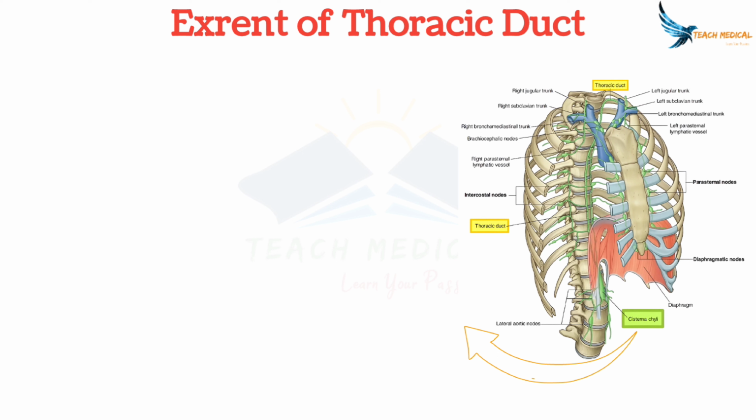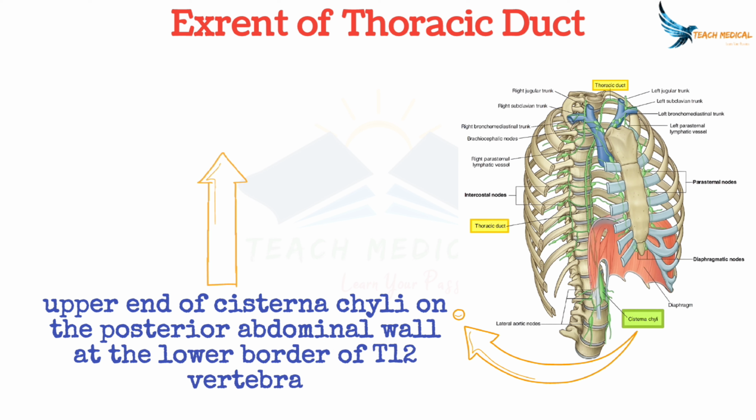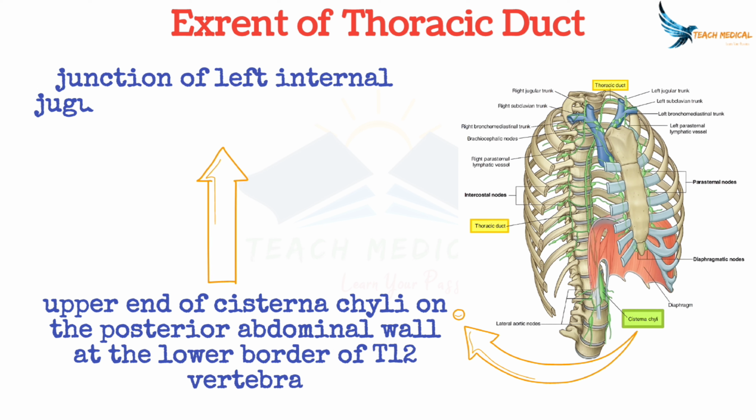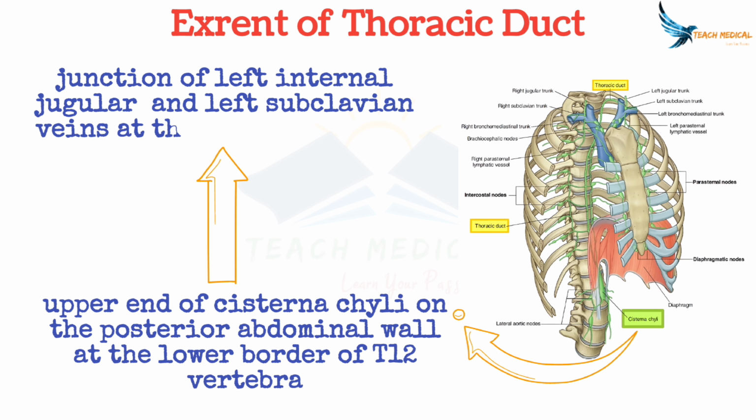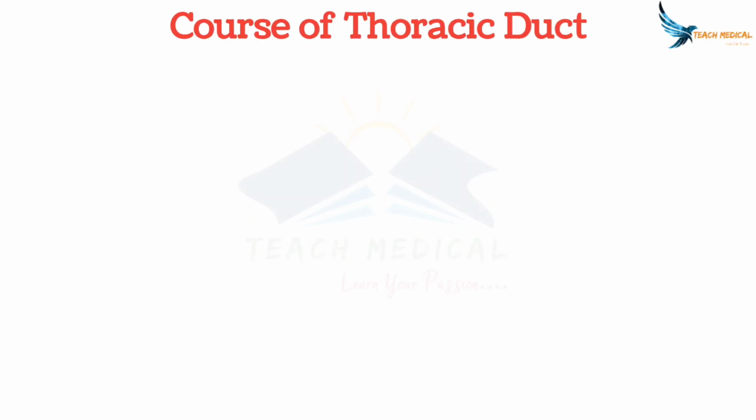The thoracic duct extends from the upper end of cisterna chyli, on the posterior abdominal wall, at the lower border of T12 vertebra, to the junction of left internal jugular and left subclavian veins at the root of the neck. Course of the thoracic duct.